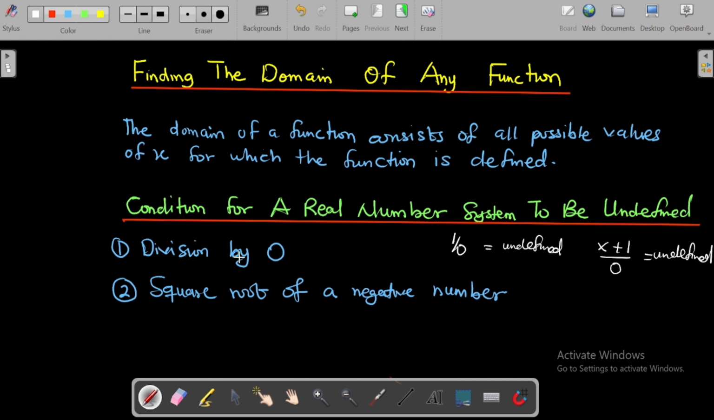The next condition for a real number system to be undefined is when there is a square root of a negative number. For example, if you have the square root of negative 1, then the function is undefined, since the result of the square root of negative 1 is i, which is a complex number. So these are the two conditions for which a function is undefined. We are going to apply these two concepts in finding the domains of all the types of functions that we have.